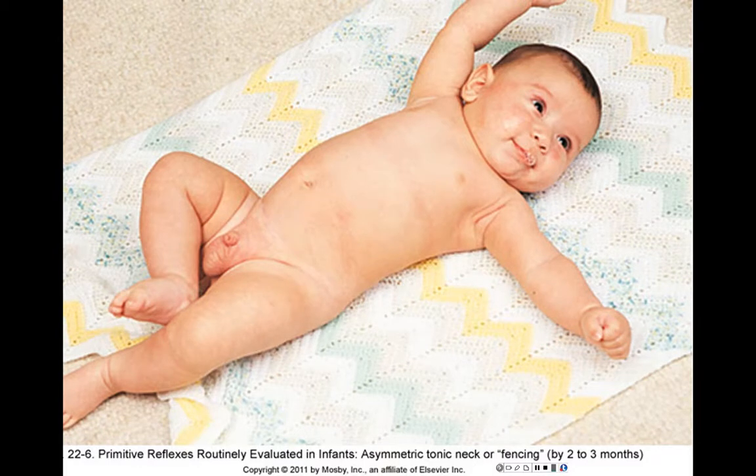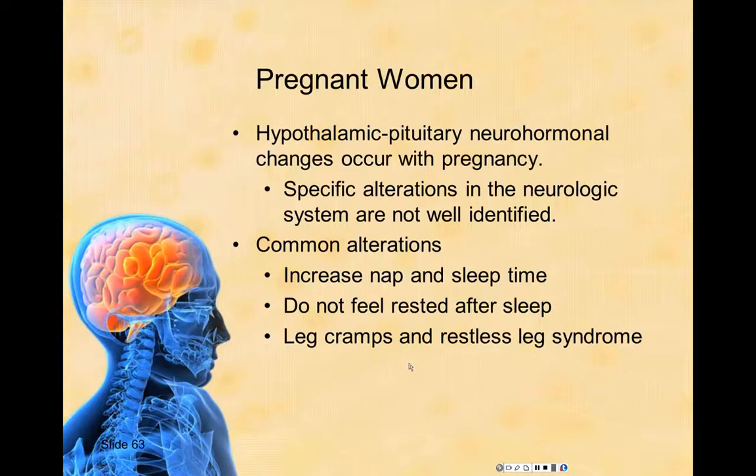This is the asymmetric tonic neck, or fencing, reflex, up to about 2 to 3 months is still present. In pregnant women, things occur during pregnancy. The neurohormonal changes that occur with pregnancy alter the neurological system, but are not well identified. But some of the alterations cause pregnant women to need more sleep time and napping, not to feel rested after sleep, and to have leg cramps and restless leg syndrome.